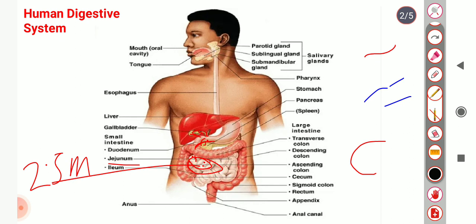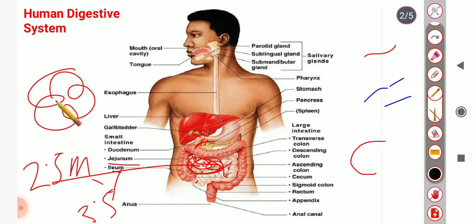The third part is the ileum. The ileum has a diameter of 3.5 centimeters and its wall is thinner than the jejunum. It is the longest part of the small intestine, about 3.5 meters long. Both the jejunum and ileum are greatly coiled. You can see this greatly coiled structure of the jejunum and ileum.